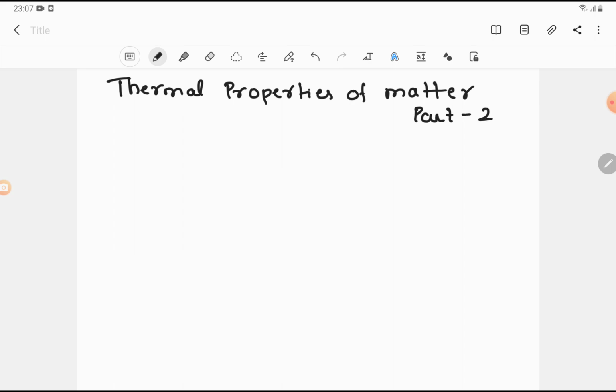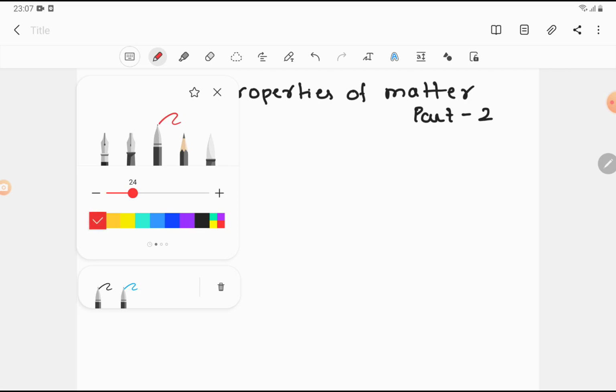Okay, so as I told in the previous lecture, we have discussed how the Celsius, Fahrenheit, Kelvin and Reaumur scales measure the temperature of the body. Based on that, we will solve 7 to 8 problems. Problem number 1.